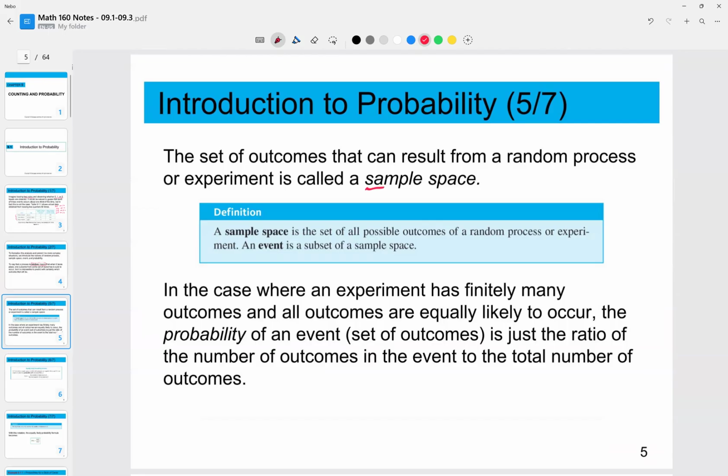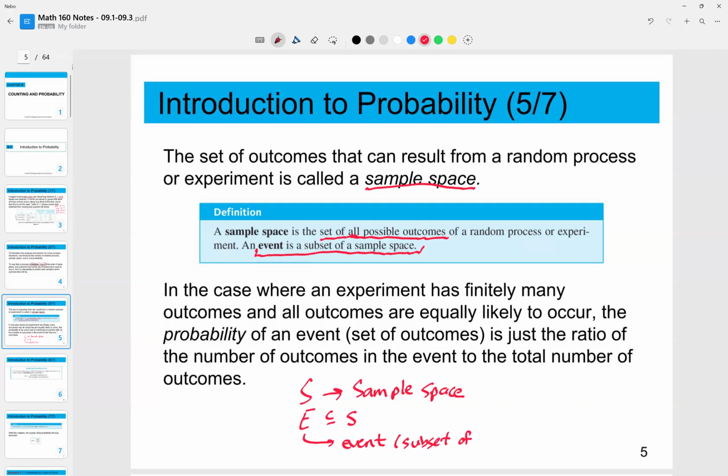So more terminology: the sample space is just all the possible outcomes that we have, okay? And it is a set, so we're going to be using the set notation that we learned previously. An event is just, more definition, a subset of that sample space, okay? Typically, the sample space we call S, so it's the set of all outcomes, and E will just be a subset of S, okay? Because E is an event, but it is a subset of the sample space S.